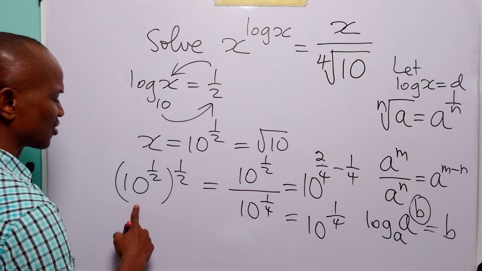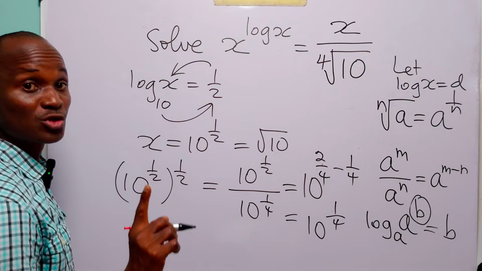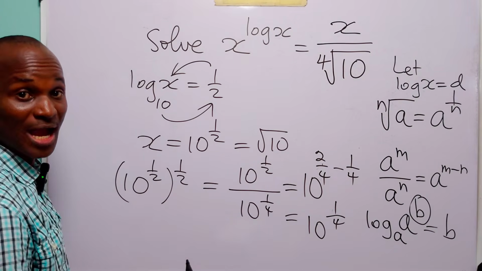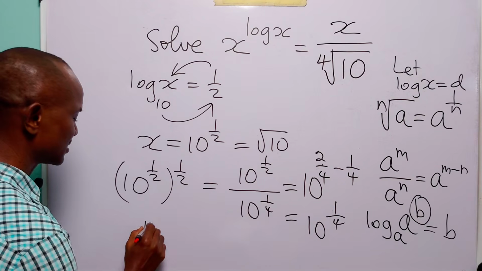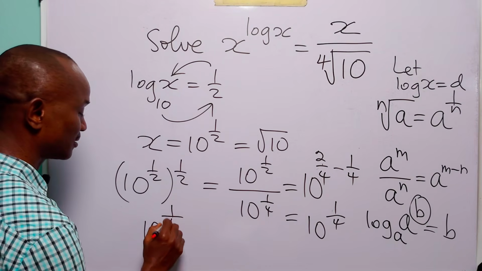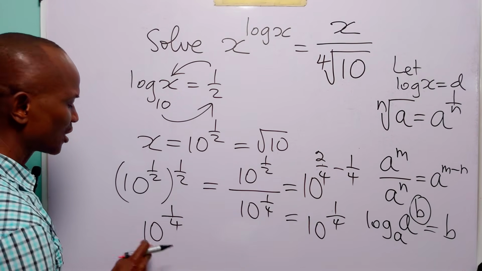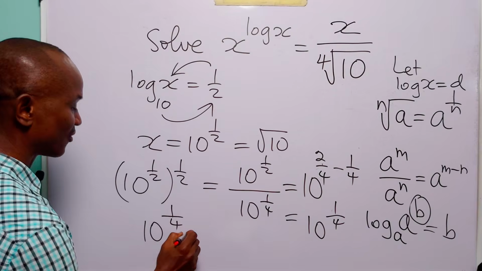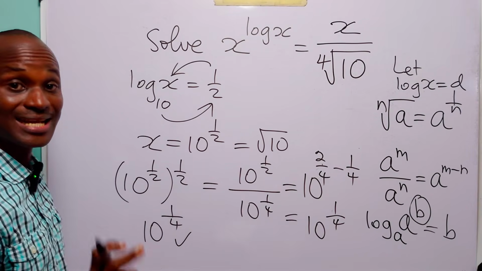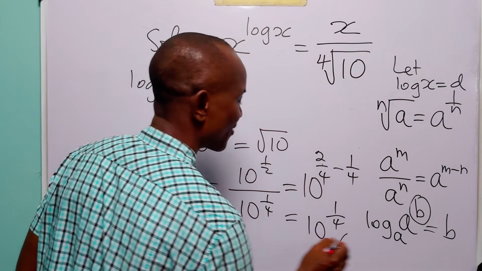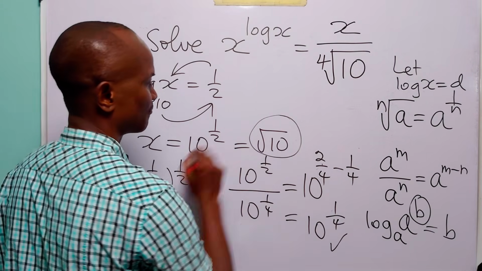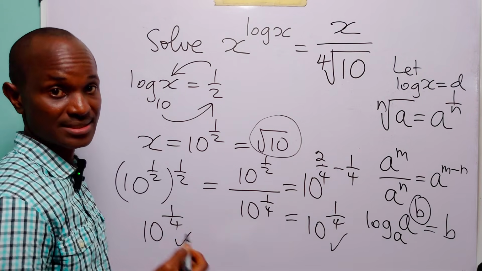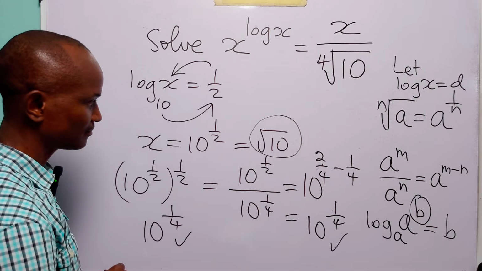When we have a situation like this, remember that to take away this bracket, all we have to do is to multiply these two powers. And when we do that, this is 10 to the power 1 over 4. So what we have on the left-hand side of this equation is exactly the same thing we have on the right-hand side of this equation. So that means that this value of x is correct.